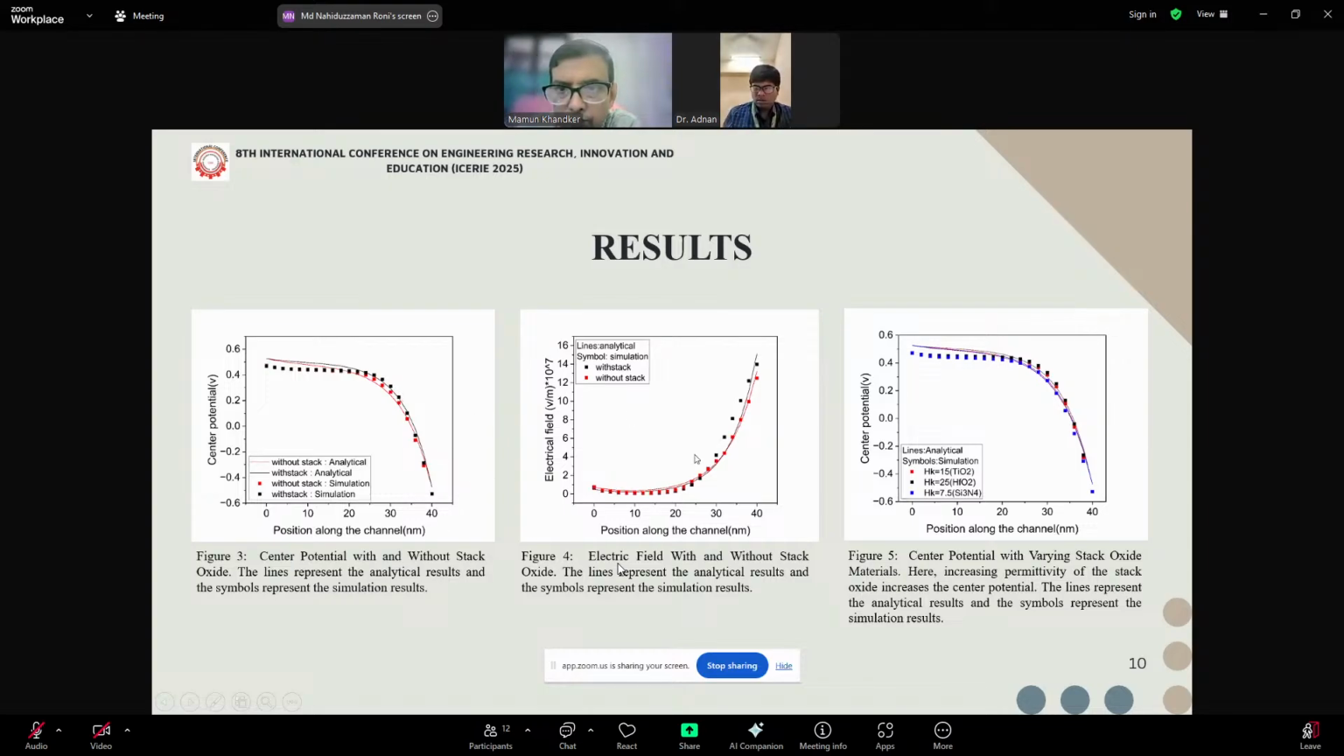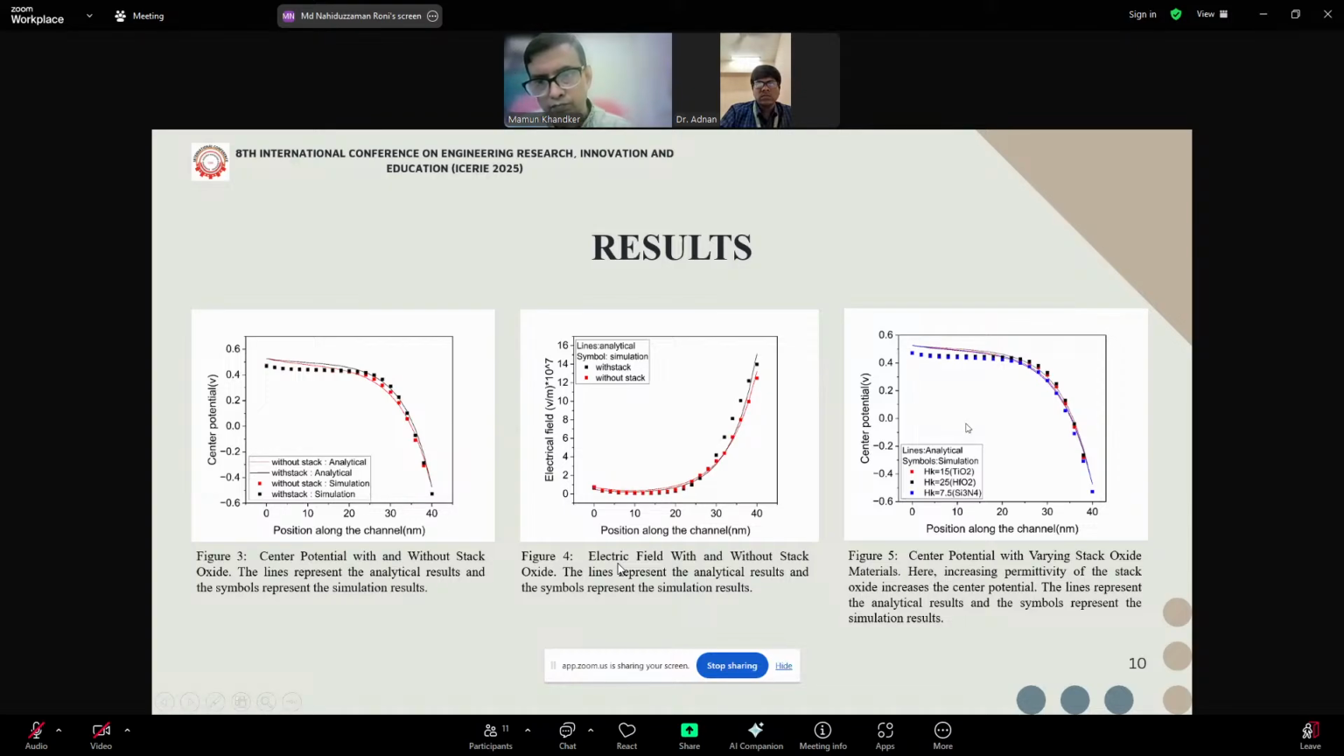Then if we see the electric field, we can say that the electric field increases at the drain end. 0 is the source end and 40 is the drain end. We are obtaining results from source to drain. It is because we are supplying negative VDS voltage. Therefore, as we move closer to the drain, the electric field increases.